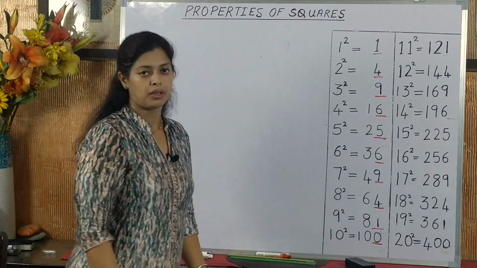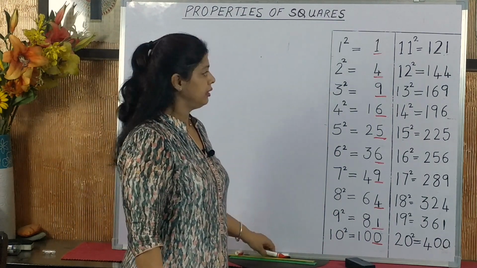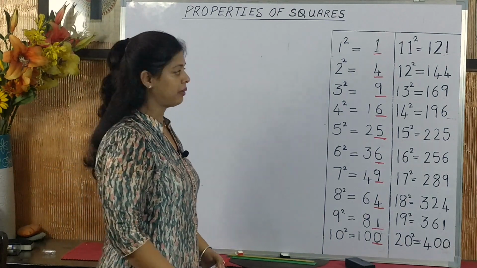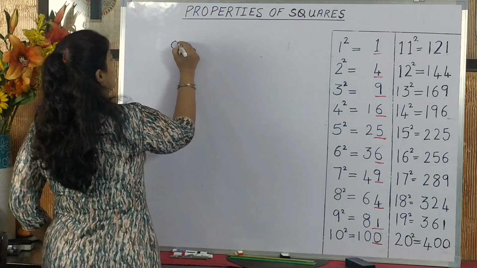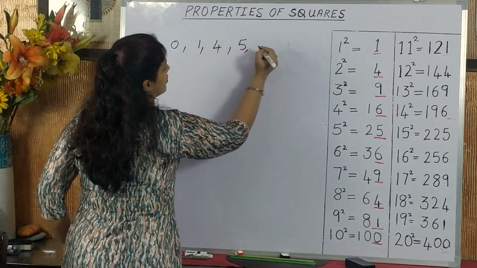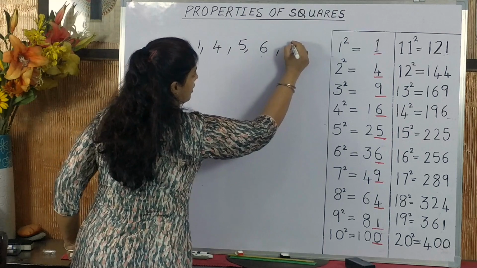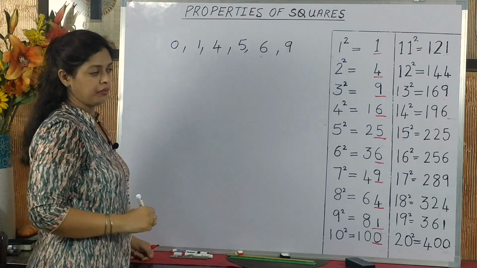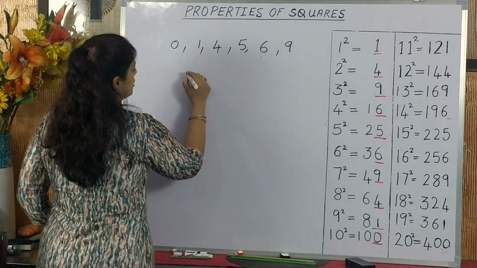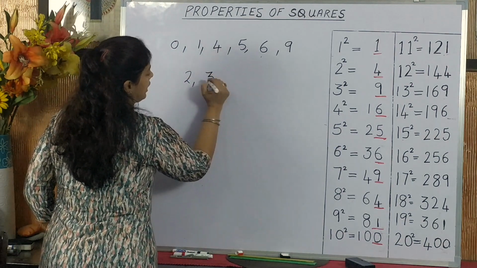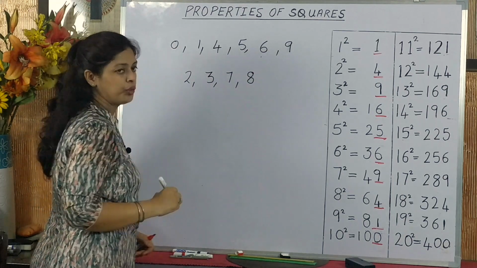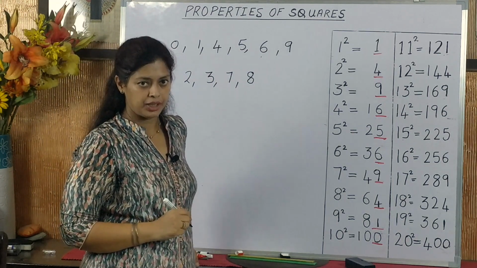So what can we observe? We can observe that the ending digit or the digit in units place of the squares of all these numbers is either 0, 1, 4, 5, 6 and 9. We can see that none of these squares have the digits 2, 3, 7 and 8 in their units place or as the ending digits.